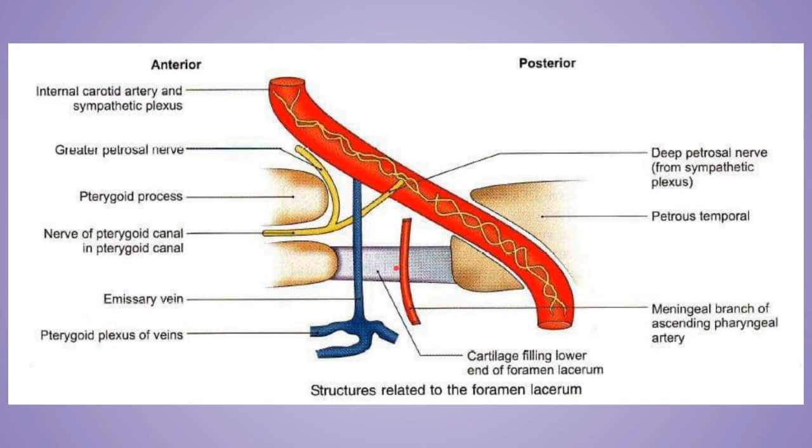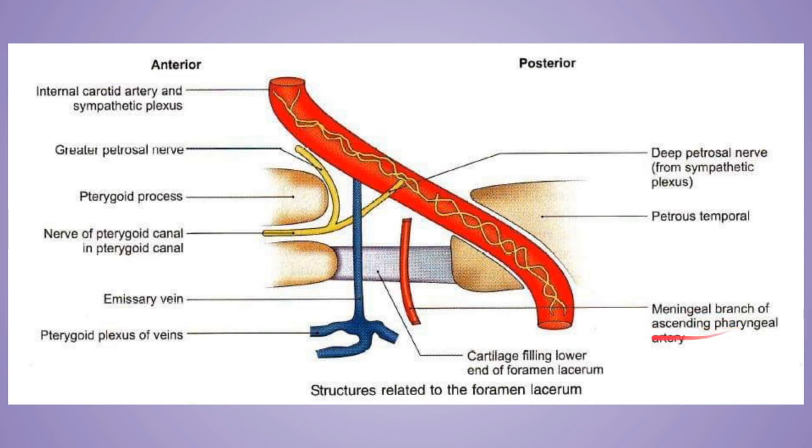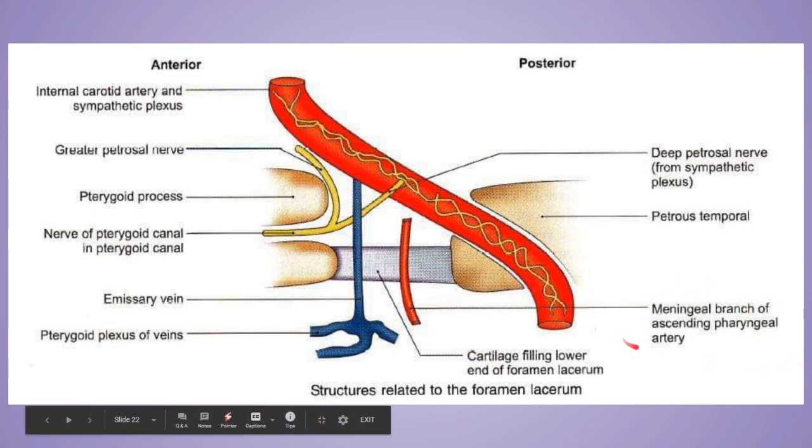And so no significant structure passes through the whole length of the canal except for one main artery known as the meningeal branch of the ascending pharyngeal artery. Only this passes. There is no passage of any other vessels because there is cartilage present over here. And a small emissary vein from the cavernous sinus also. So mainly two things: the meningeal branch of the ascending pharyngeal artery and a small emissary vein from the cavernous sinus.